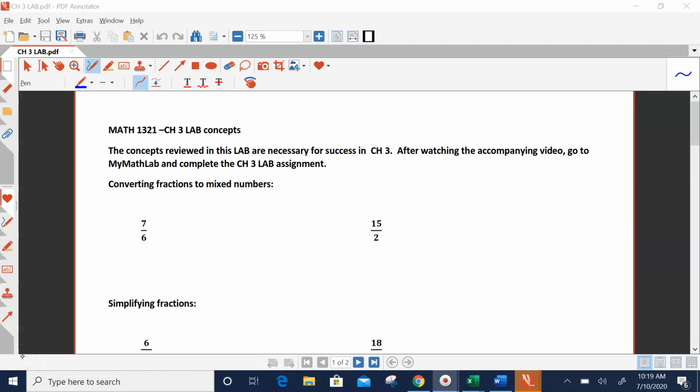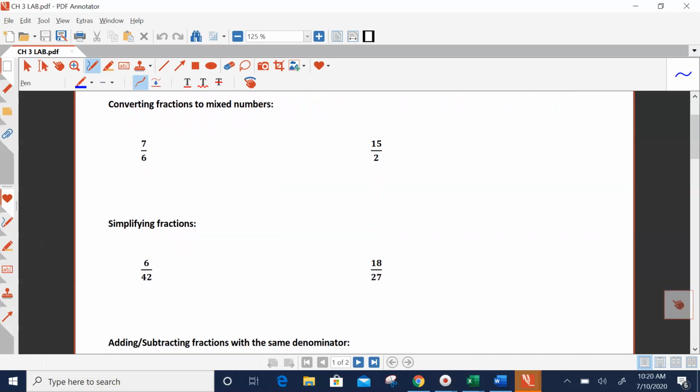Hey guys, what we're going to do now is check out some concepts that are going to be important for your success in Chapter 3. So this is the Chapter 3 lab. First thing we're going to look at is converting fractions to mixed numbers.